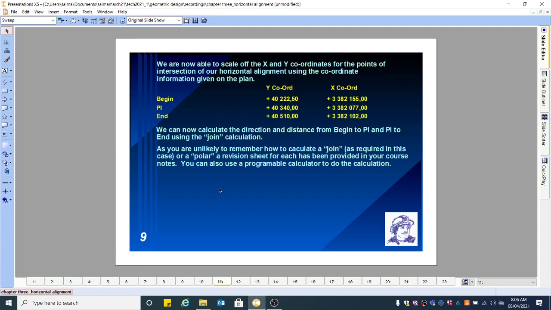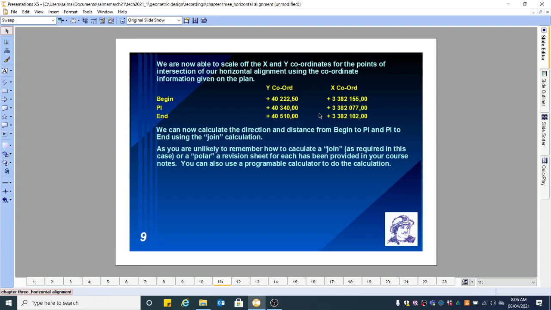We can now calculate the direction and distance from beginning to PI and PI to end using the join calculation. So if you've got coordinates, to get a distance and direction between these two points, you use joins and polars, and that can easily be done. From PI to end, you can work that out as well.